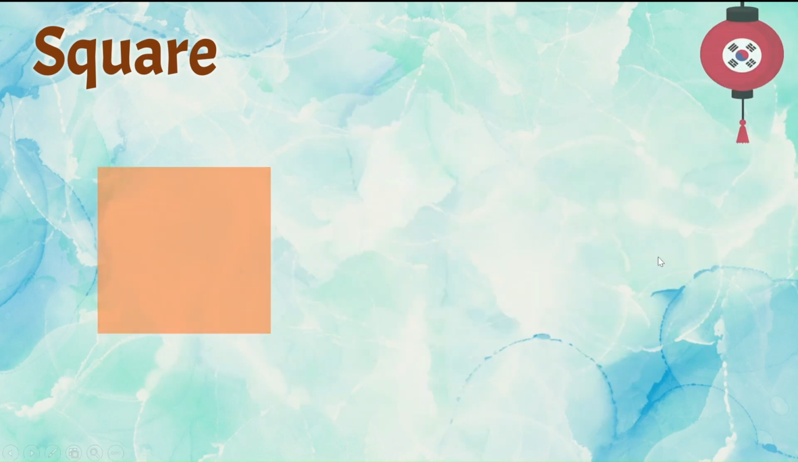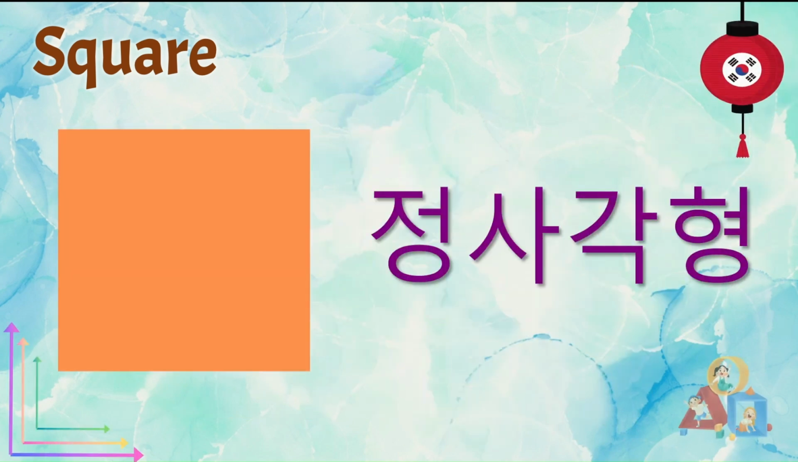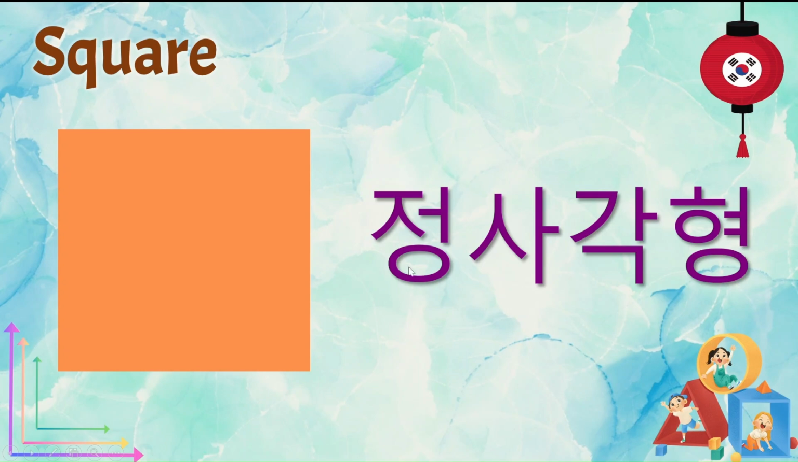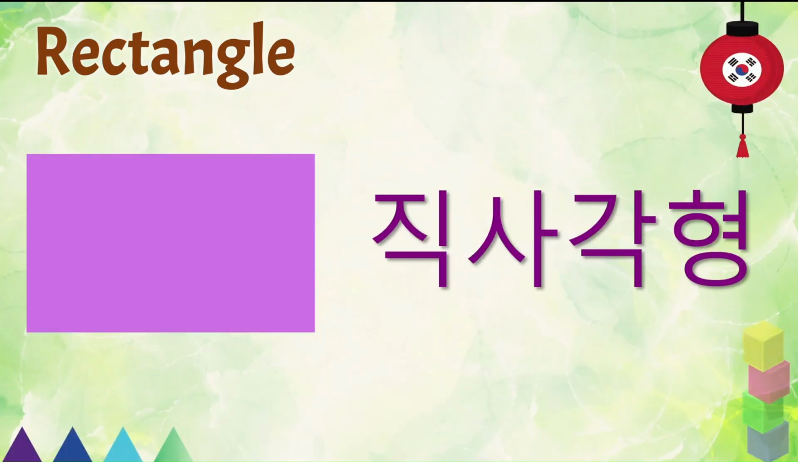Next comes the shape square, and it is called 정사각형. 정사각형. You can see we have attached this prefix 정 to the word for quadrilateral, that is 사각형. Next, let's see the Korean word for rectangle, and it is 직사각형. 직사각형. Here you can see that 직 is attached to the word for quadrilateral in Korean, 사각형, and then it transforms into a rectangle. It becomes 직사각형.